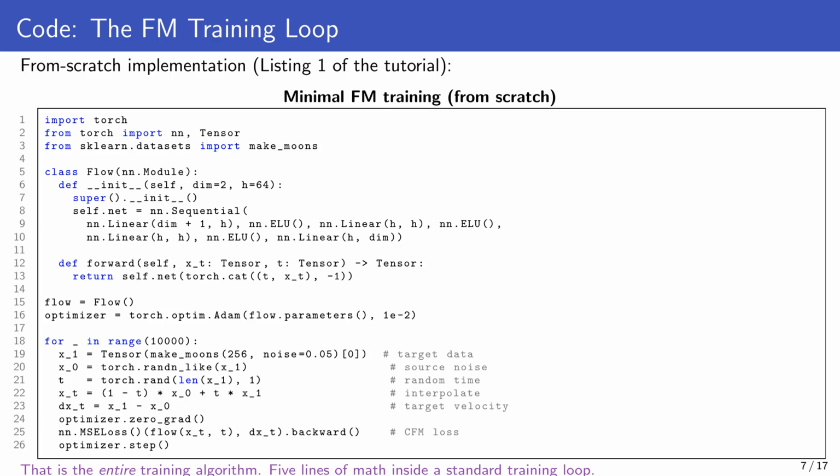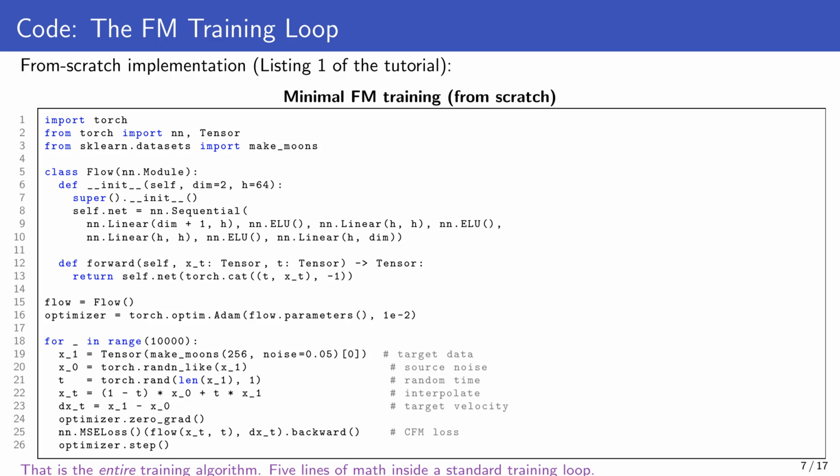Line 4, compute the interpolated point xt equals 1 minus t times x0 plus t times x1. This is our position along the linear conditional path. Line 5, compute the target velocity dxt equals x1 minus x0. This is the conditional velocity for the linear path. Then we compute the MSE loss between our network's prediction and the target velocity, and backpropagate. That is it. No ODE solving, no expensive simulation, no adjoint method. Just sample, interpolate, regress, update.